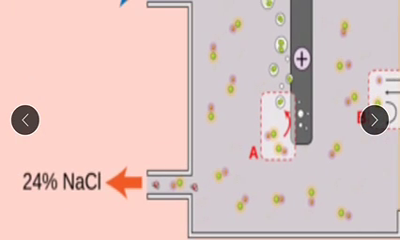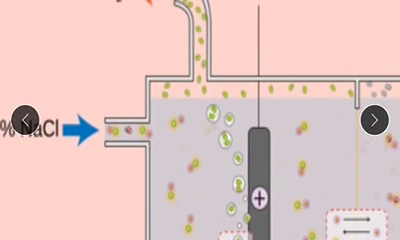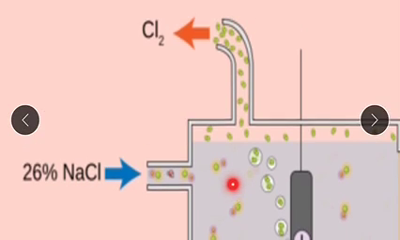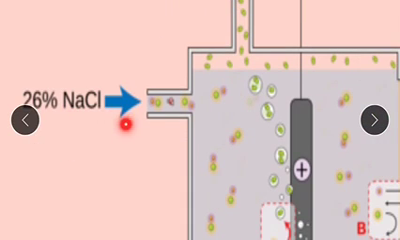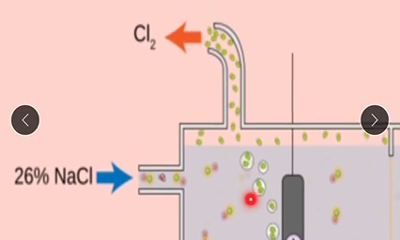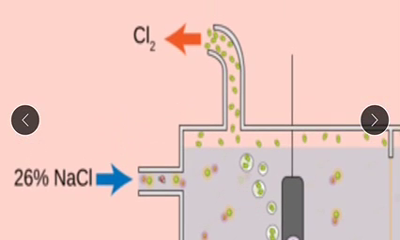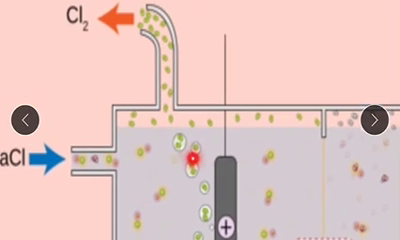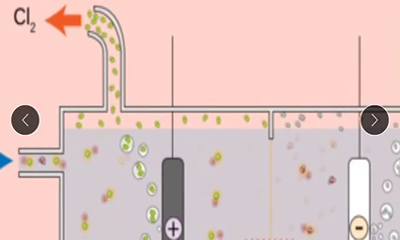Okay, when NaCl molecules enter through this inlet, they dissociate into Na plus and Cl minus ions. The Cl minus ions give up their electrons, and they combine with one another and form Cl2 gas.